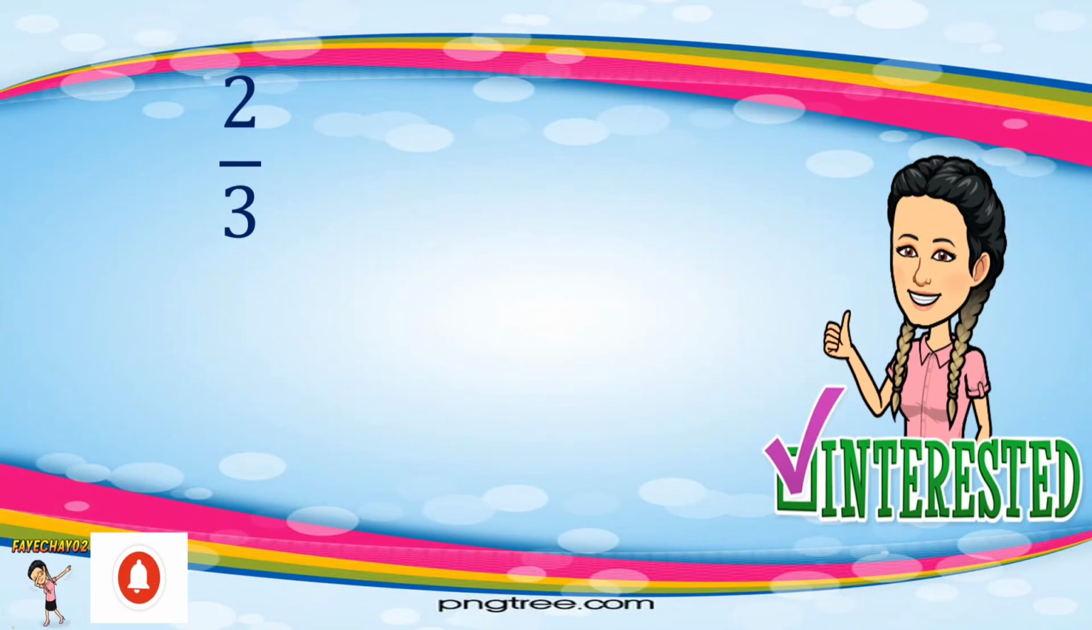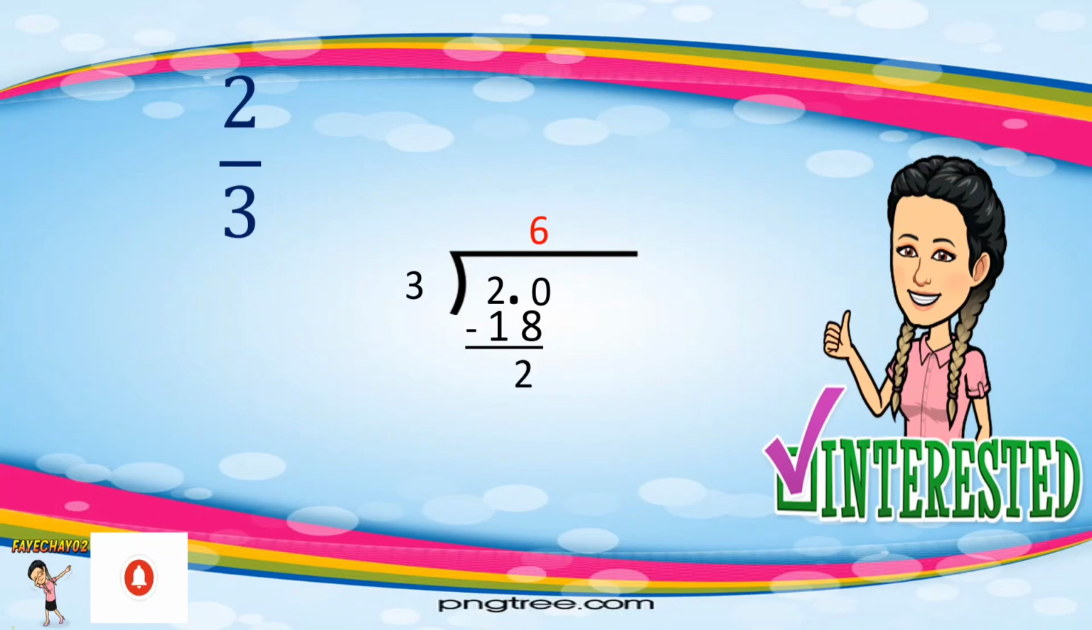So 2/3. Again, divide the numerator by the denominator. We cannot divide 2 by 3, so we will add a decimal point, then write 0 to the right of the decimal point. So 20 divided by 3 is 6. 6 times 3 is 18. 20 minus 18 is 2. Again, since we still have a number, add 0 to the dividend, then bring it down.